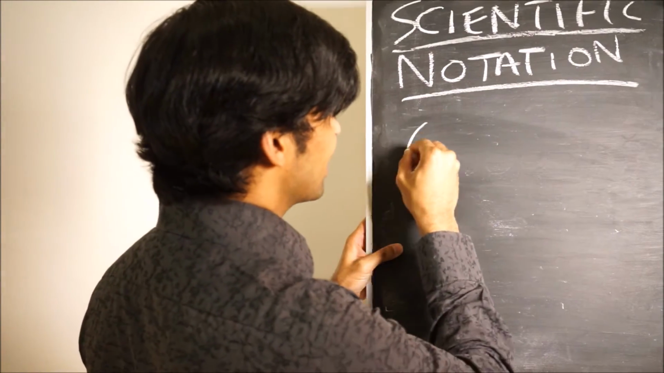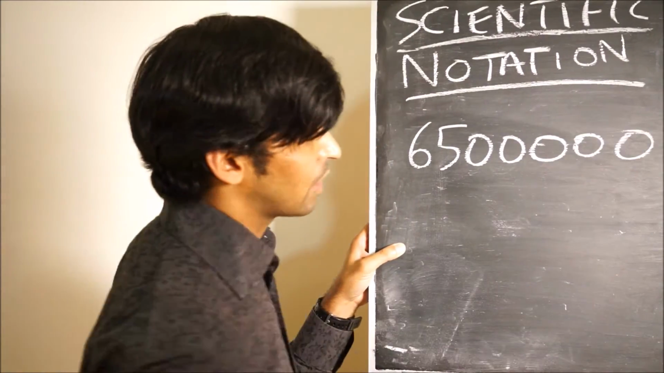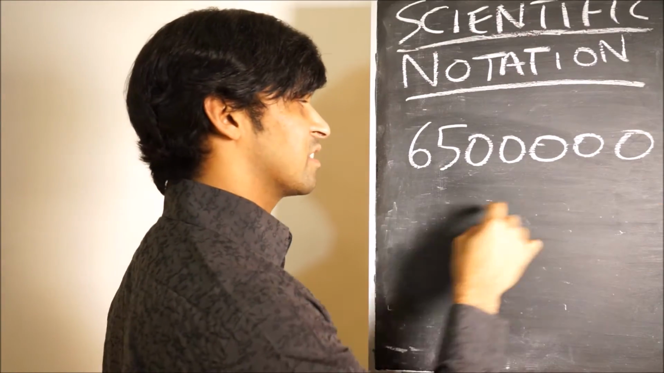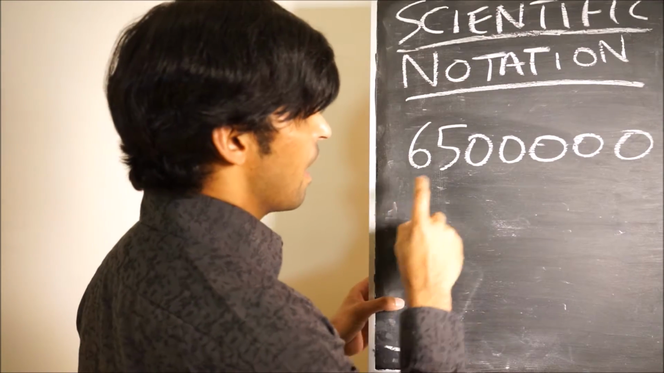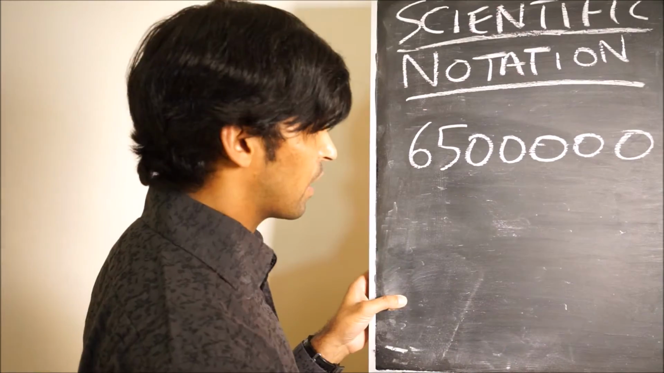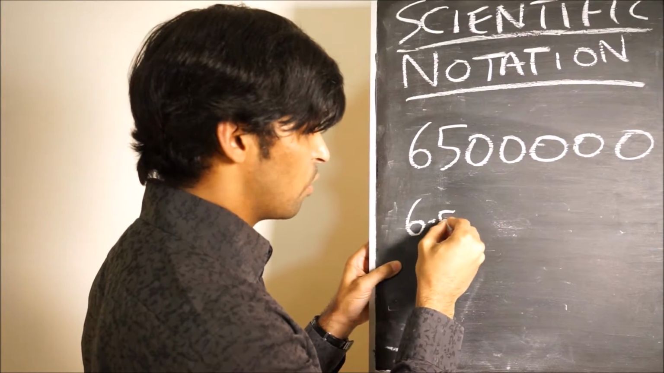Let's start off with a very big number: 6500000. Okay? What you do is you count the number of digits after the initial digit. So the first digit here is the number 6. And we've got 1, 2, 3, 4, 5, 6. Okay? So the way we have to begin this is our number at the beginning needs to be between 1 and 9. In this case, we're going to have 6.5.